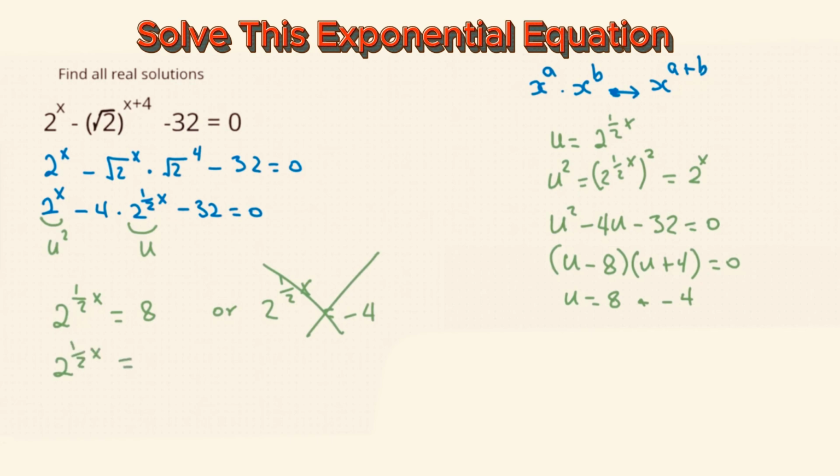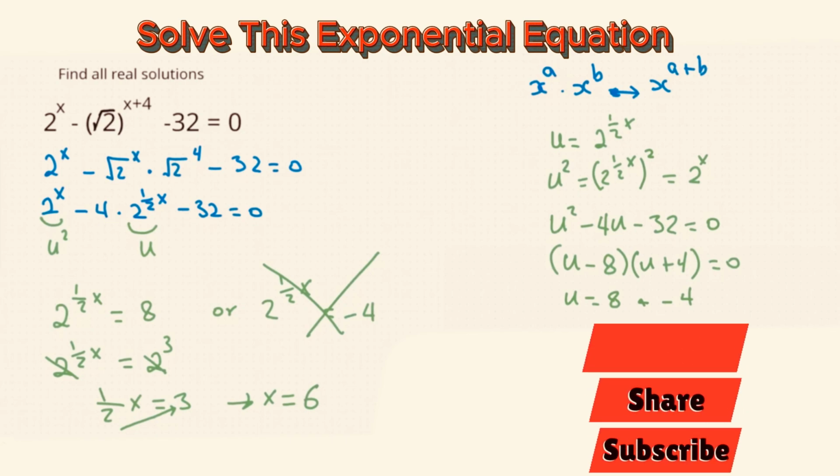equals 8, and we could change 8 to 2 to the power of 3. Now cancel the bases because they're the same. 1/2 x equals 3. Cross multiply the 2 into the 3. You get x equals 6. And that's the answer for that one.